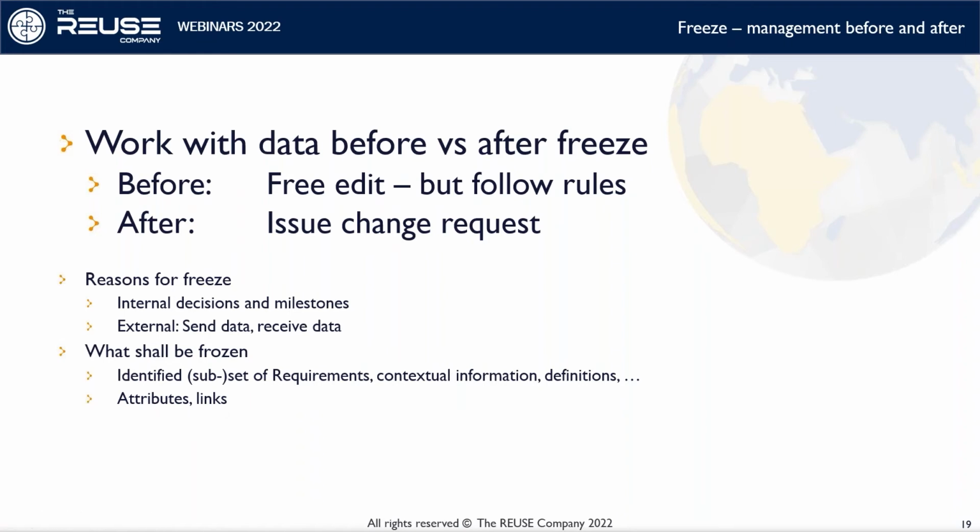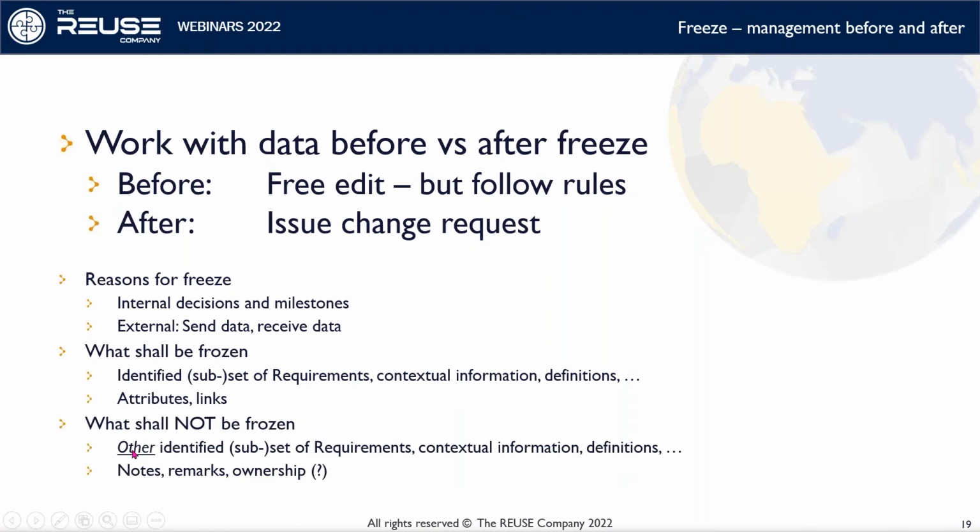Okay, but what should not be frozen then? Well, basically the same thing. Other identified subsets of requirements, perhaps requirements for a later version of the same system, or requirements that have to do with a subsystem that is to be produced later on, or so on. So we don't need to do it all at the same time. And there may be some data that never needs to be frozen, some sort of more or less informal notes, remarks, and so on. Ownership of data. If you would freeze it, you would need to have a decision to change it, and so on. That may be a bit impractical.